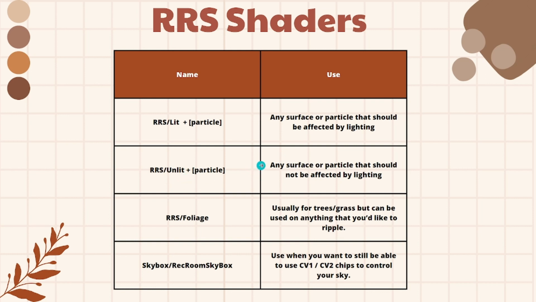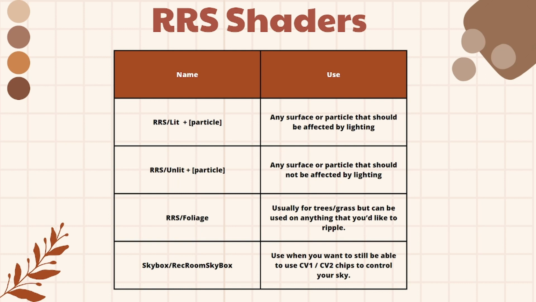RRS unlit, as the name implies, is for things that are not affected by lighting. So anything that you want to glow in the dark unconditionally, or any texture or thing that you want to look exactly the same as it looked in Photoshop, color and lighting wise, we use unlit for that. RRS foliage is an interesting one.